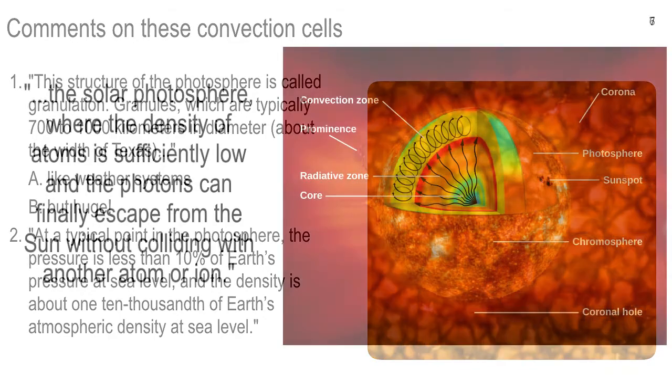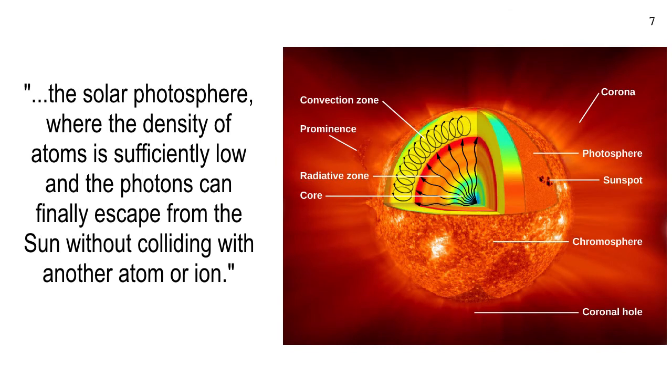All right. Here's another pull quote from chapter 15. The solar photosphere, where the density of atoms is sufficiently low, the photons can finally escape from the sun without colliding with another atom or ion.